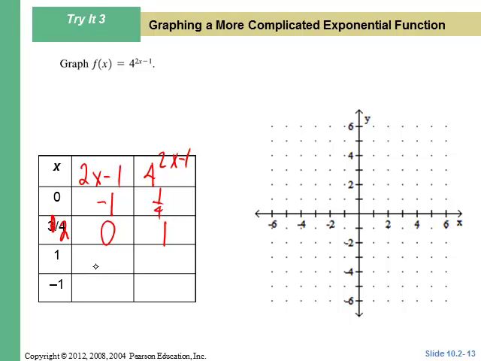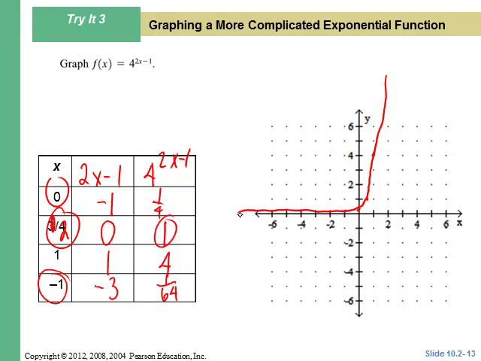2 times 1 is 2, minus 1 is 1. 4 to the first is 4. 2 times negative 1 is negative 2, minus 1 more is negative 3. 4 to the negative third is 1/64. So over 0, up 1/4, over a half, up 1, over 1, up 4, back 1, up 1/64. So our graph is going to come in like that.